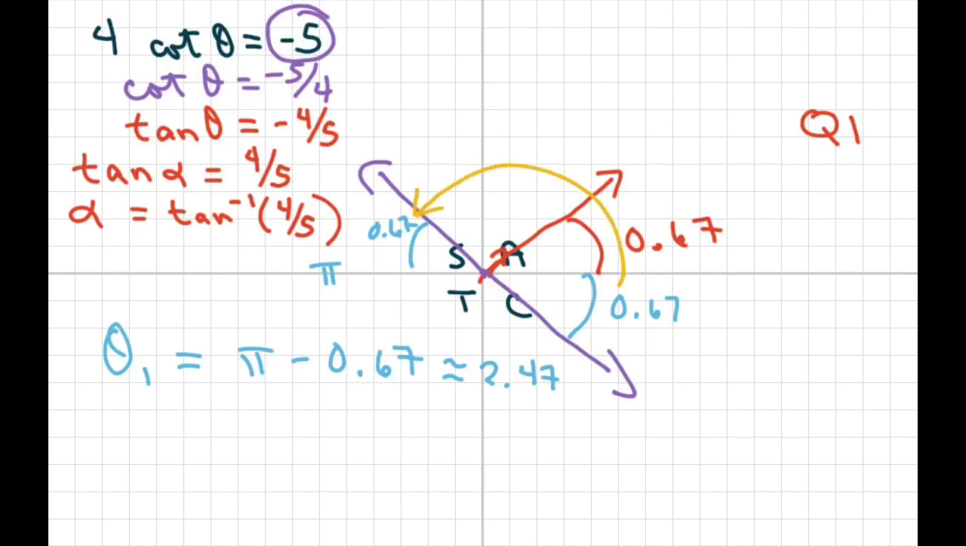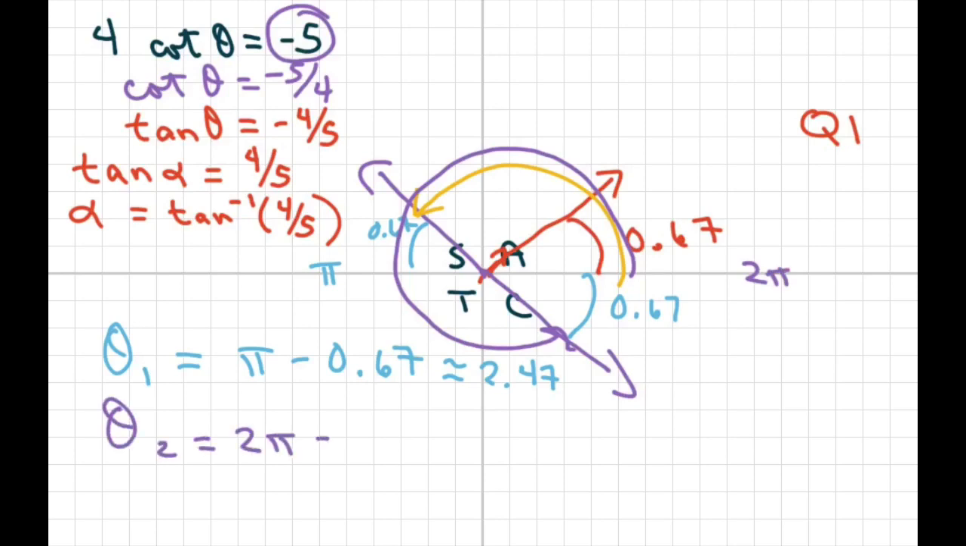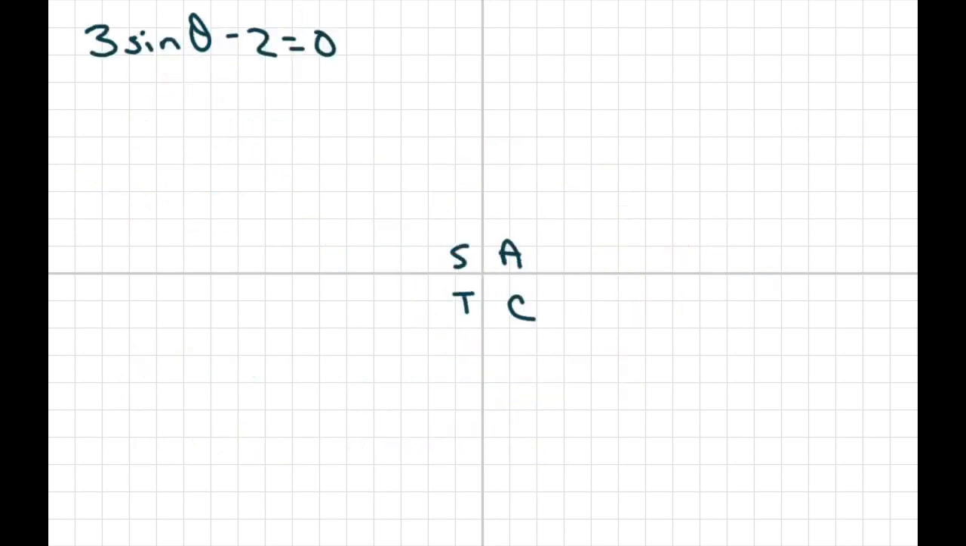And then for this one in quadrant 4, we need to go all the way around, so I'm going to take my 2 pi minus 0.67, just like the other problem. And that's going to give you approximately 5.61. So these are your two answers. And we'll move on. Like I said, I'm going a little faster on this one.